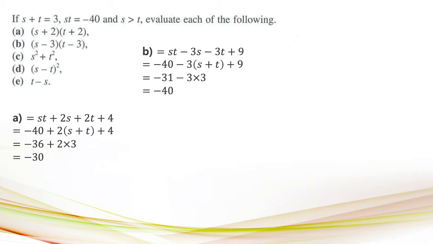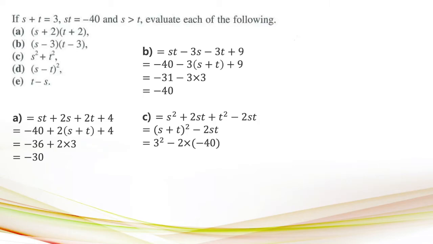S plus t squared is equal to s squared plus 2st plus t squared. To get the expression of s squared plus t squared from that, we simply have to subtract 2st. So here we essentially have s plus t squared minus 2st is equal to s squared plus t squared. S plus t is 3, so squared that would be 9. St is negative 40, so 2st is negative 80. Well, 9 minus negative 80 is 9 plus 80, which would be 89.